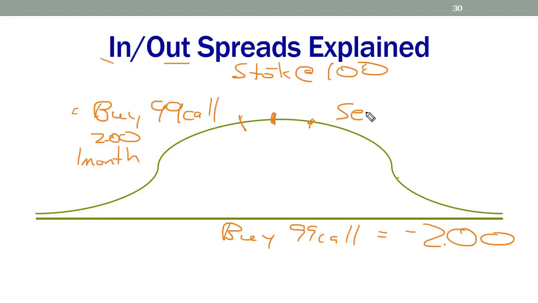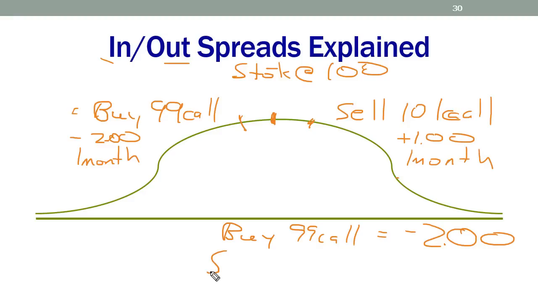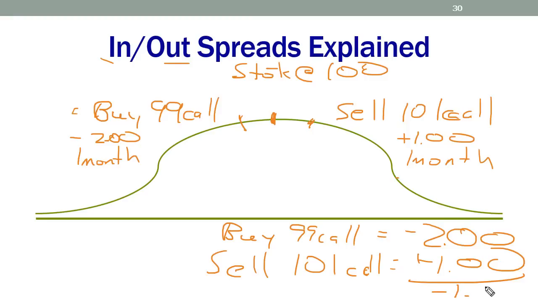Simultaneously, I'm going to go out and I'm going to sell a 101 call. Listen, we paid $2 for this one. The 101 call, because I'm selling it, I'm going to collect $1. It too is good for 1 month. So I'm going to sell a 101 call and collect $1. Net, what did I pay for it? $1. So I paid $1 for this strategy. What do I have? This is a spread.